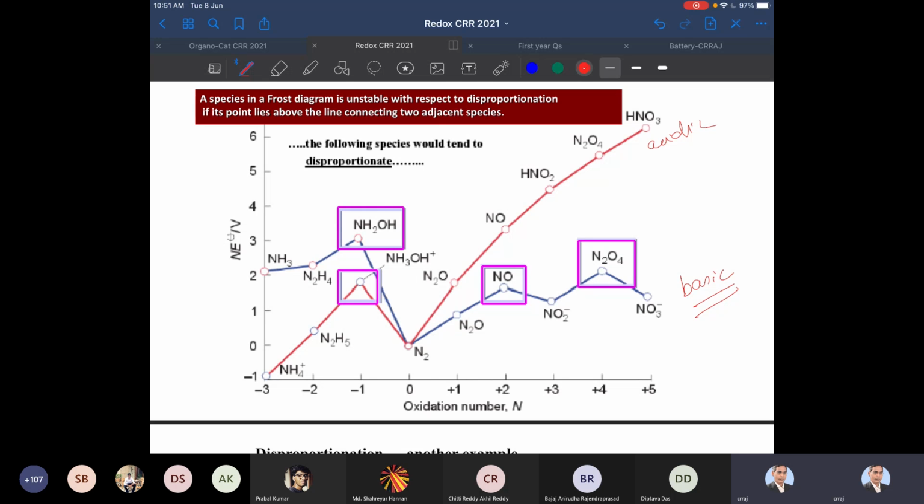Okay. So within the change in the pH, you will be able to see how much the chemistry changes. I am able to read it in a single diagram, both alkaline as well as acidic. So I don't need to see the reduction potential in a different table. In a single plot, I will be able to see that.